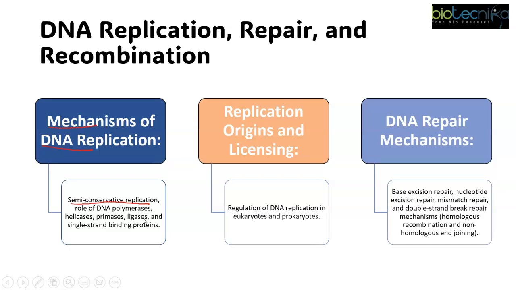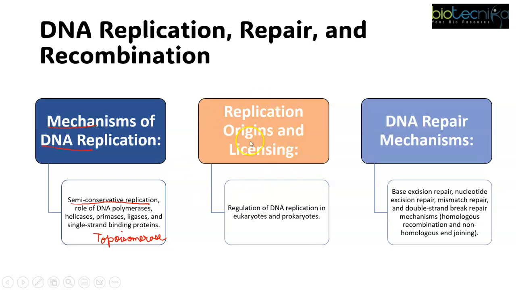Then the role of DNA polymerases, helicases, primases, ligases. Basically, for all the enzymes which participate in DNA replication, you should understand their roles, and also single-strand binding proteins. Along with that, something I would add is the role of topoisomerases, whether it is topoisomerase 1 or topoisomerase 2, how they help in reducing supercoiling, and what increases supercoiling. You should have a good understanding of the work and mechanism of topoisomerases.